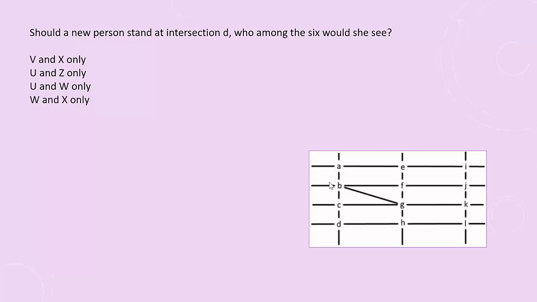And the next one, again I'll draw. X is at this point, U is at this point, Z is at this point, V is at this point, Y and W. Now according to this, say a new person A stands at intersection D, so E is at this point. Who among the 6 would he see? He can definitely see X and W, right?